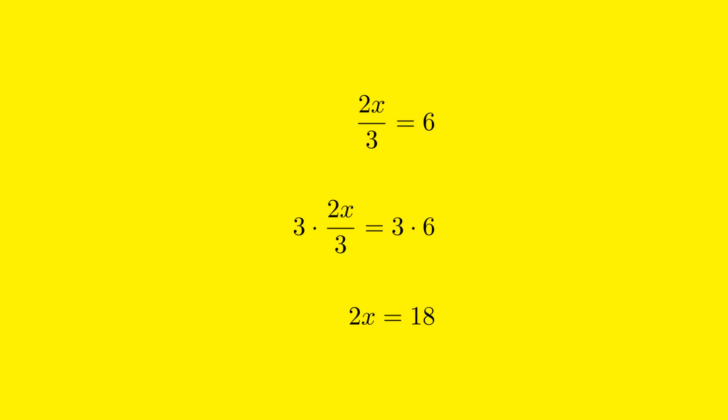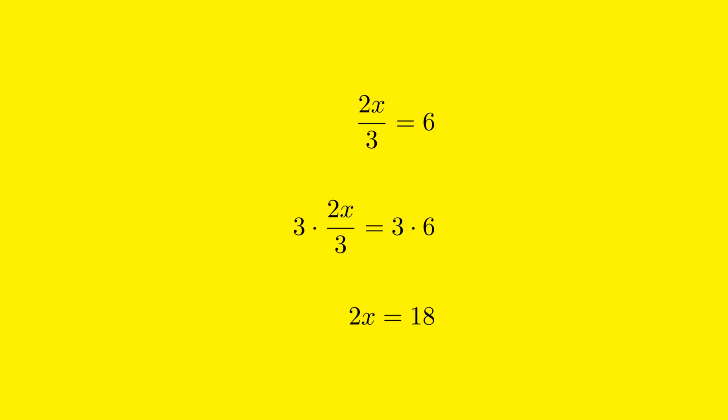When we multiply 2x/3 by 3, the 3's cancel out because dividing and then multiplying by the same number is akin to doing nothing at all. As a result, we are left with 2x on the left side. On the right side of the equation, we also multiply 6 by 3.